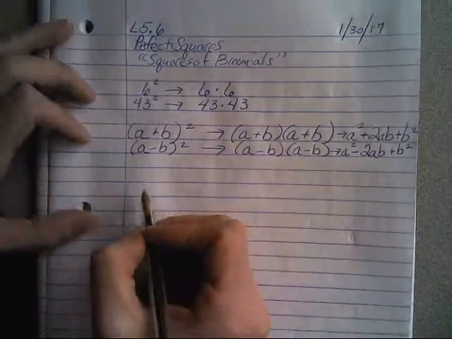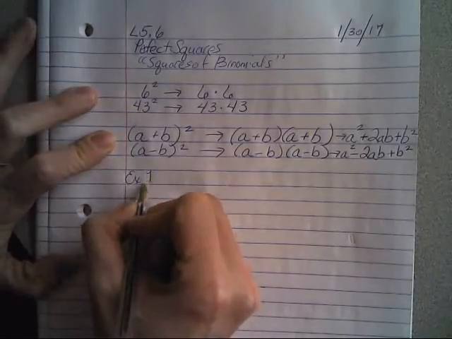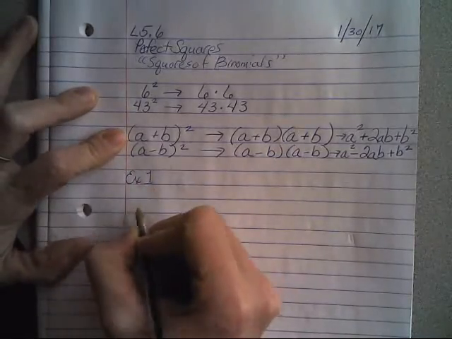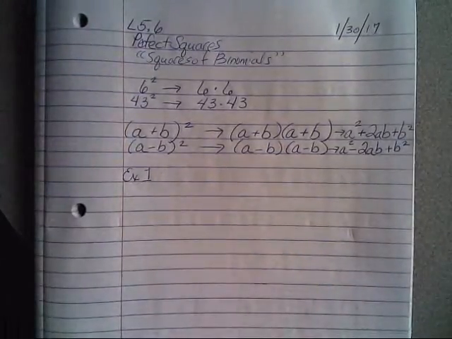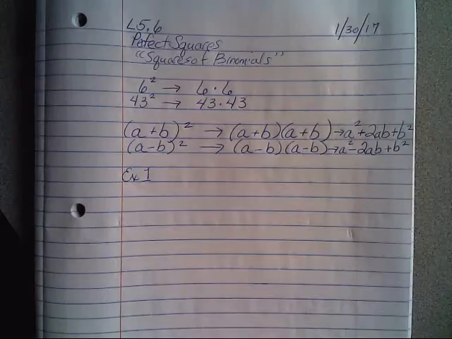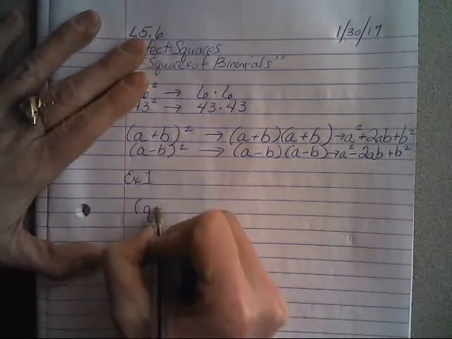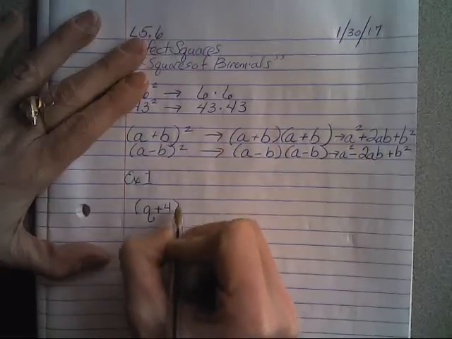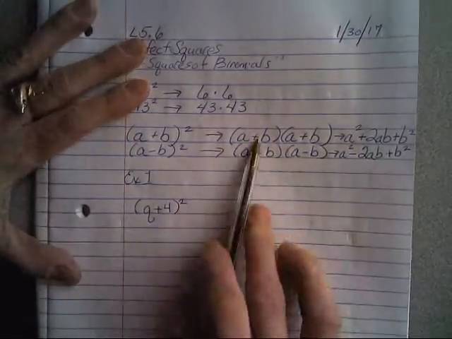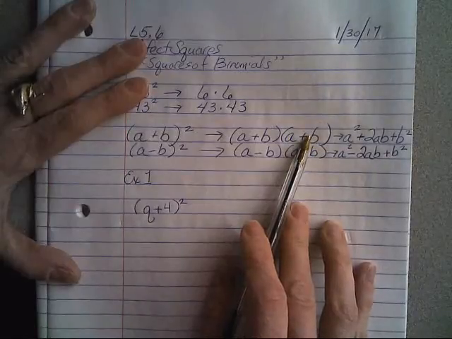So example 1, now that I've shown you the patterns, give us several squaring possibilities, things that we need to square, and I'm just going to practice those with you. Here's mine, these are not in your book: q plus 4 squared. Now clearly I can break it apart and FOIL it. Okay, I can do that.